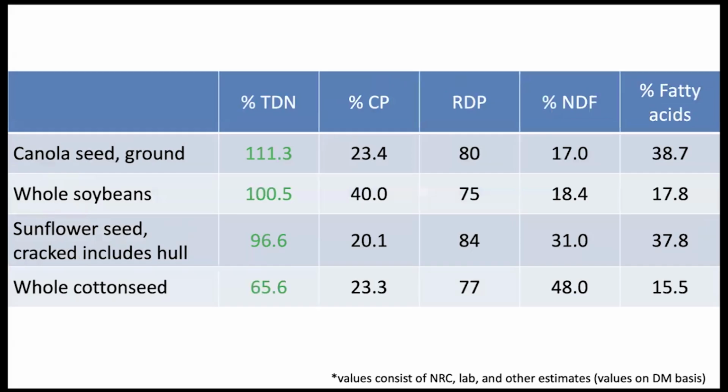If you look at the TDN on the whole seeds, typically we don't feed any whole seed except for a little bit of whole cottonseed. But just to show you, whole cottonseed actually has the lowest energy value of any of those there, with the exception of whole soybeans, which, remember, soybeans are a legume, which is one of the reasons they're a little higher in protein here. Most of the other oil seeds are going to be in that 20 to 23% neighborhood from a protein standpoint.